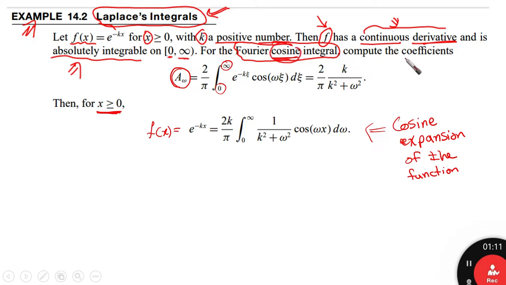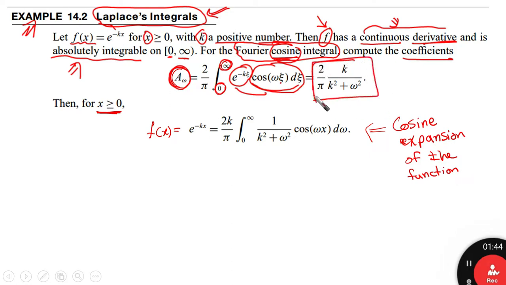So compute the coefficients, which is A of omega. As we said before, it is 2 over pi, the integral from 0 to infinity of the function itself with the substitution of z instead of x, so it is e raised to minus k z, cosine omega z, dz. We can solve this integration easily, and we end up with the right hand side, which is 2 over pi, k over k squared plus omega squared.